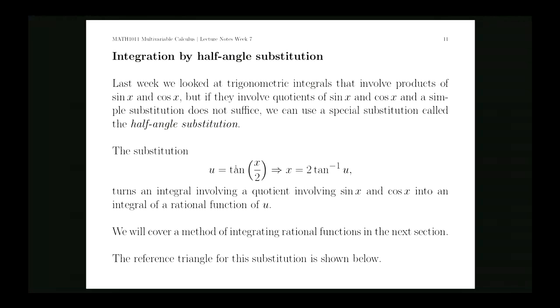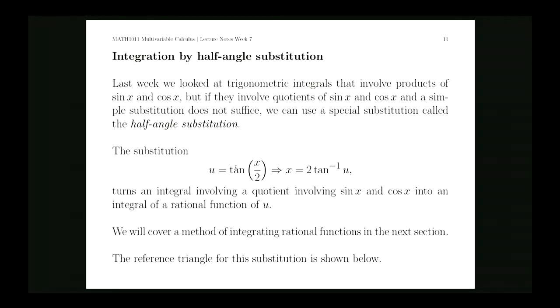I call it a half angle substitution. Some people call it a double angle substitution. There's no difference, it's either half of something or double of something else. But look at it. Let u equal tan of a half x. How is this supposed to work? How is this going to help me?